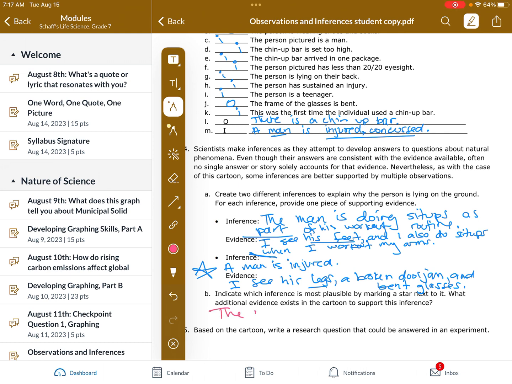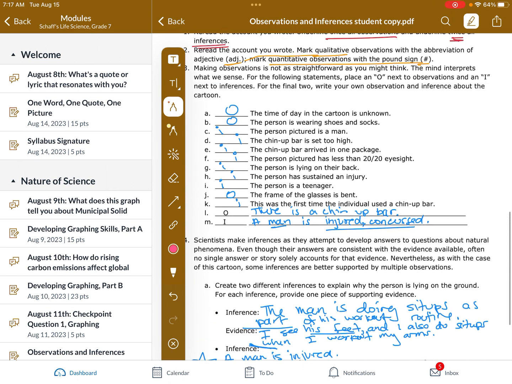That seems like better. The chin-up bar seems to be new because the box is pictured.